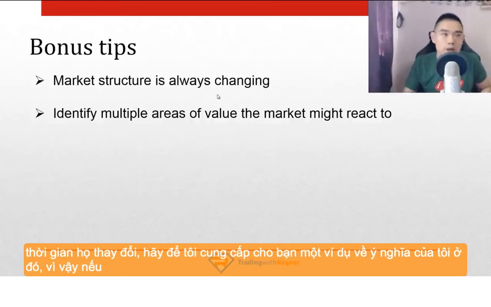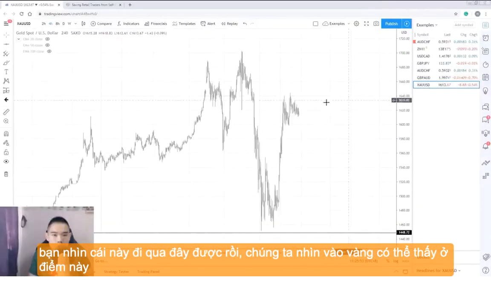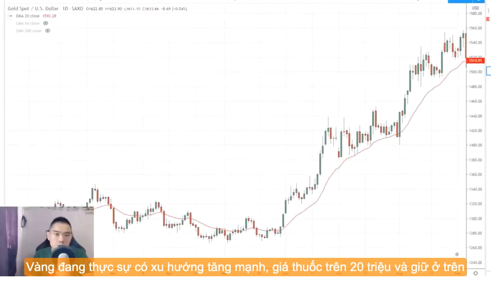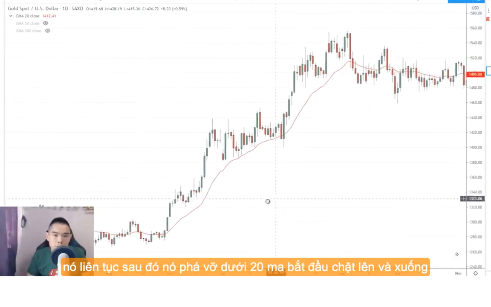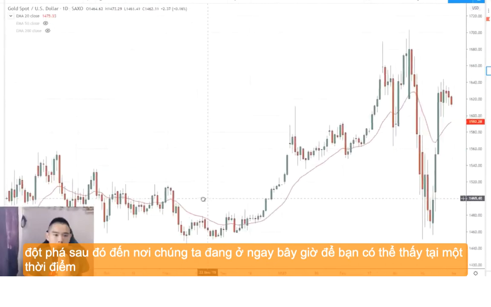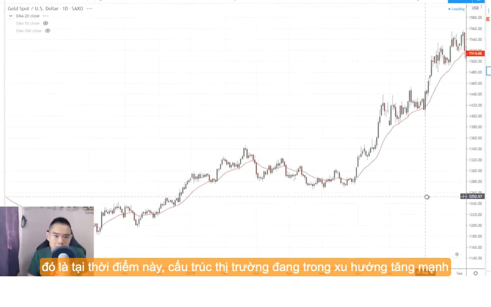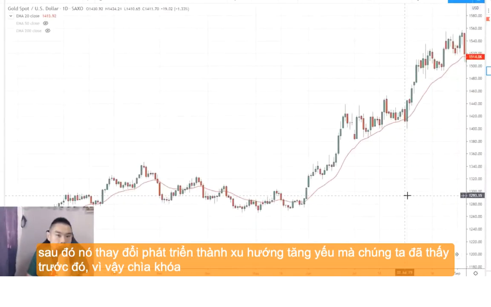They change. Let me give you an example of what I mean by that. So if you look at this one, gold over here, you can see that at this point, gold is actually in a strong uptrend. Price is above the 20 MA and holding above it consistently. Then it broke below the 20 MA, started chopping up and down, breakout, then to where we are right now. So you can see that at this point in time, market structure is in a strong uptrend. Then it changed, it evolved to the weak uptrend that we've seen earlier.